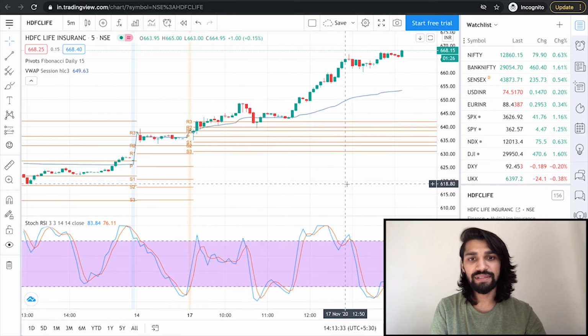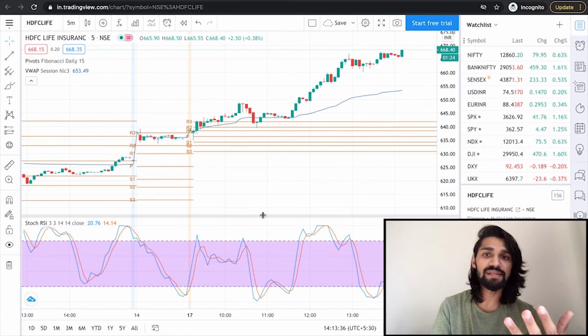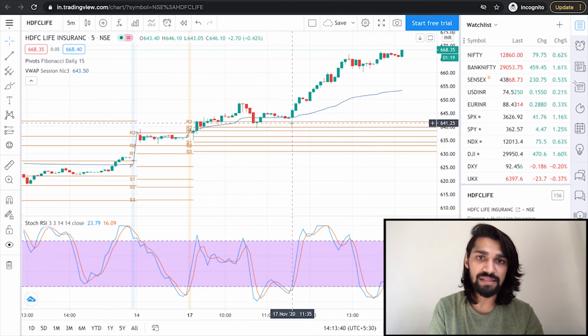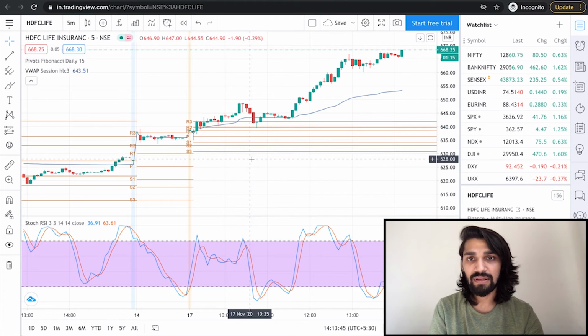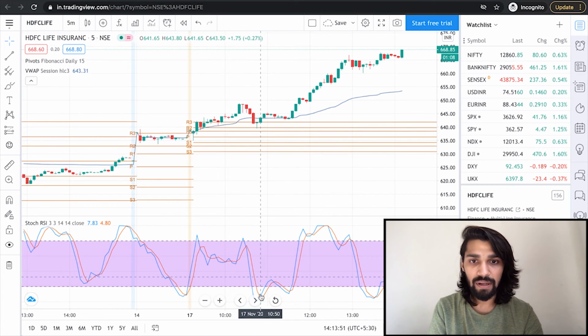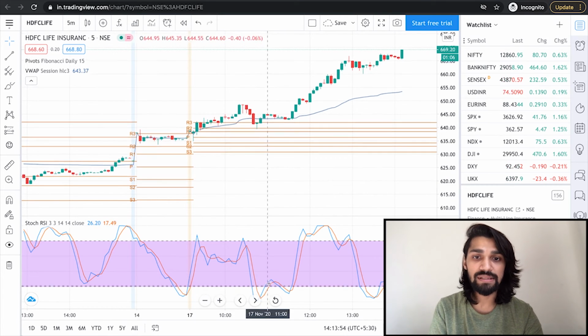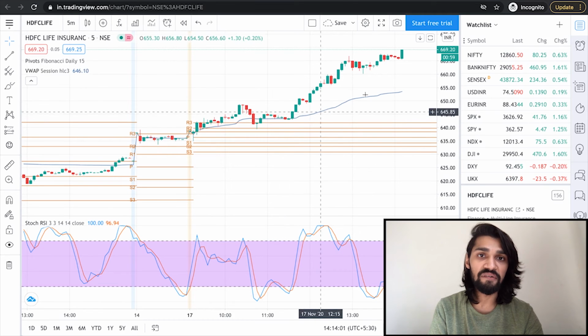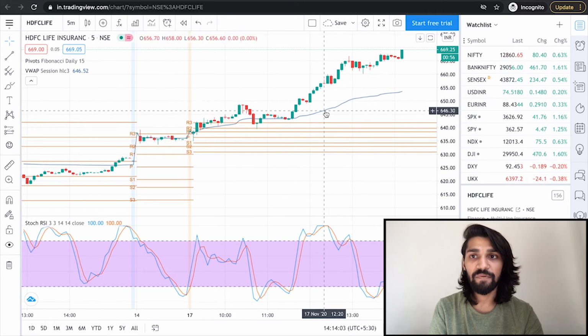Okay, so very simple. What three things you need to notice is, one, that it crosses any of the resistance, it breaks any of the resistance, or it is trading above any resistance, if you're planning to do a buy call, right? Second, the blue line should cross the red line in an upward direction, and the third is that the price should move above the VWAP indicator, right?